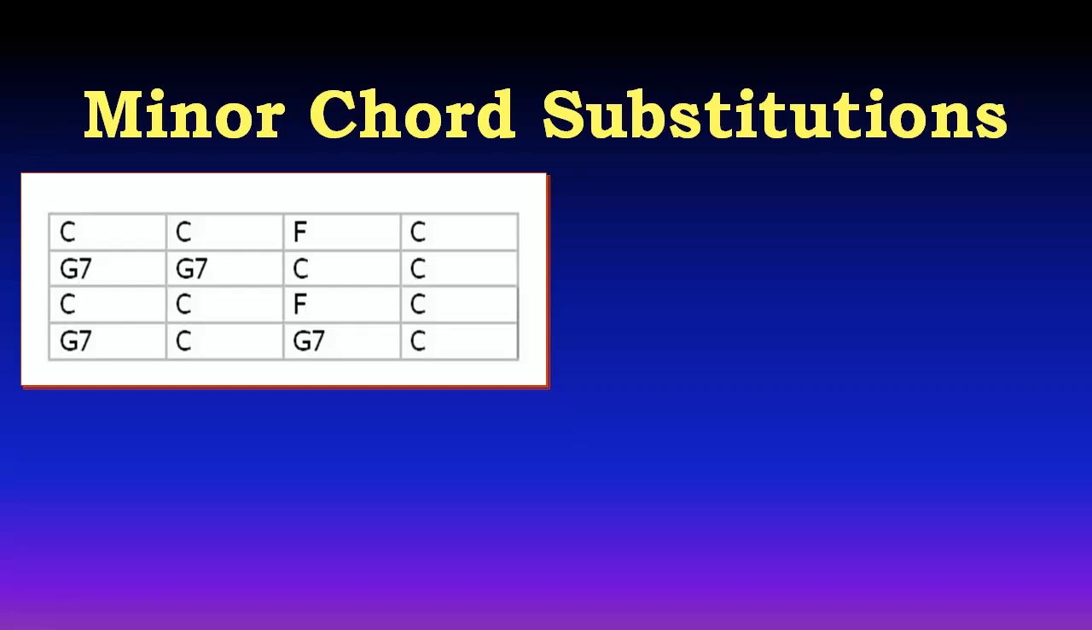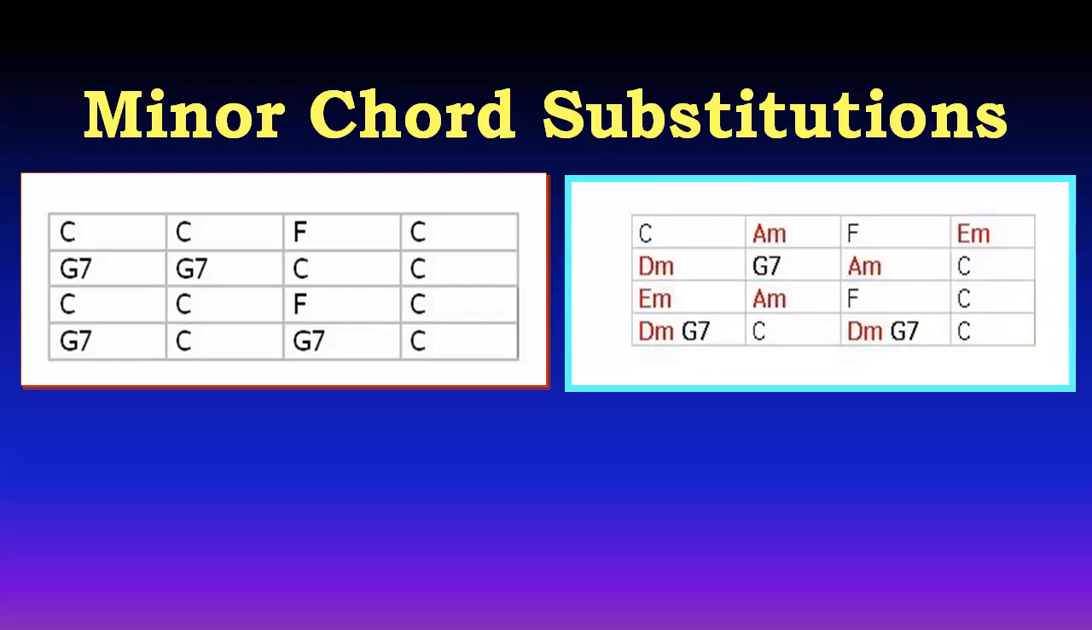For minor chord substitutions, let's take a look at this basic chart first. Okay, this is the chord chart for the basic chords. You want to add in A minor, E minor, and D minor into the chord progression. So in place of the C, I have A minor here.